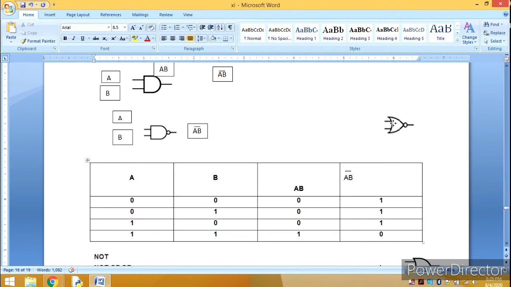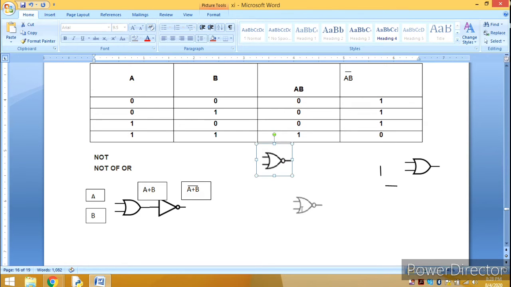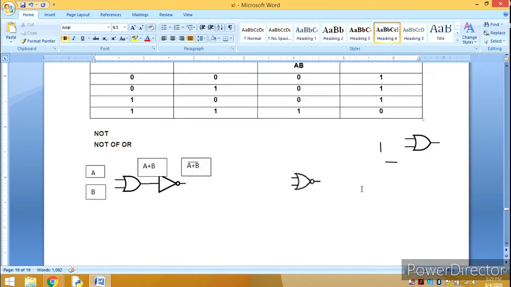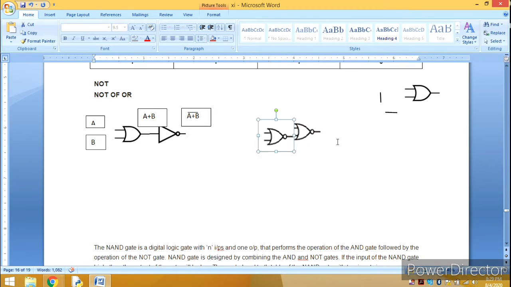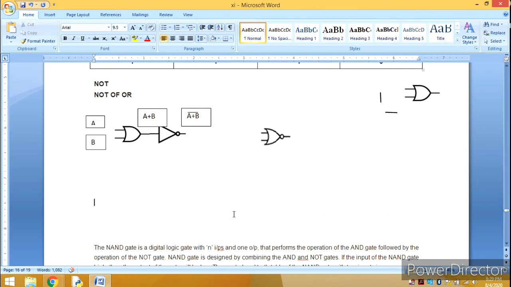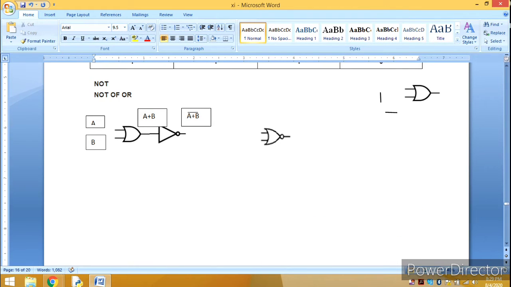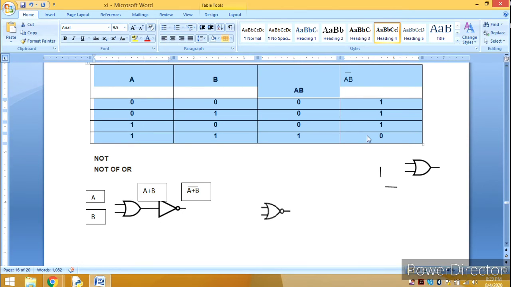And now the representation of the NOR operator is this one. Not of OR, it is represented in this form. The substitute of this NOR is this. This is the NOR operator, that means not of OR. Not and here is OR. It is not of OR. So we can apply the same truth table over here.